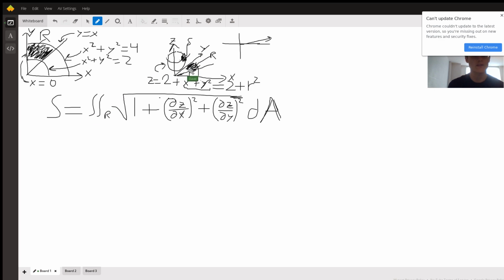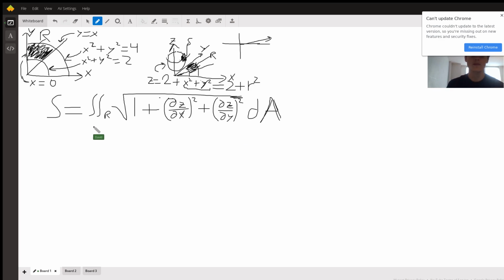S of the paraboloid? Well, the general formula says that whenever you're trying to find the area of a surface defined by some function z of x and y above some region R in the xy plane, then what you want to do is integrate the square root of 1 plus the sum of the partial derivatives squared of the surface z over the region R.